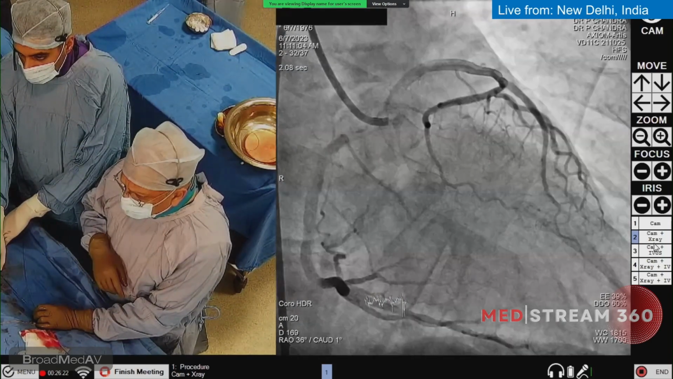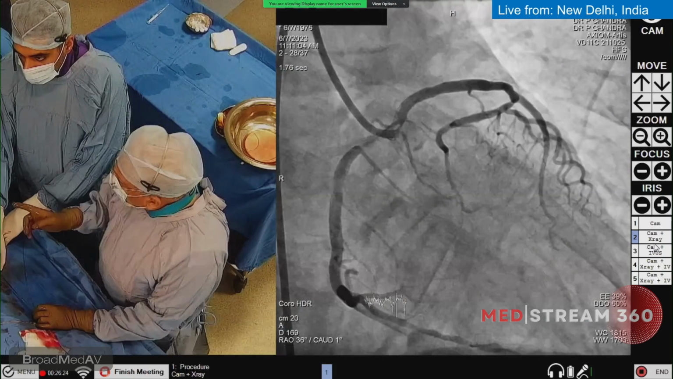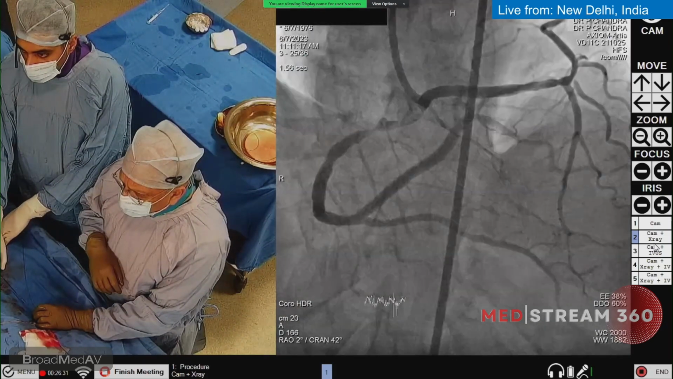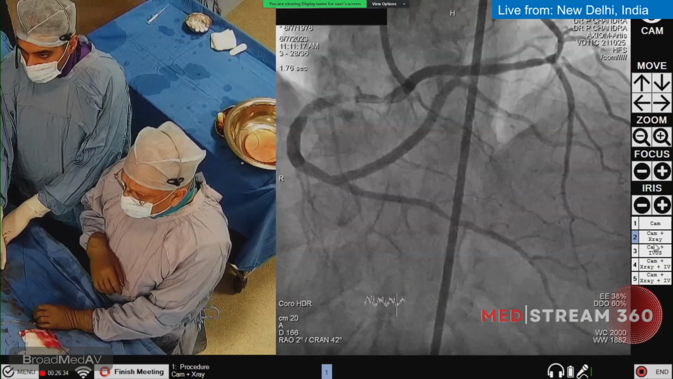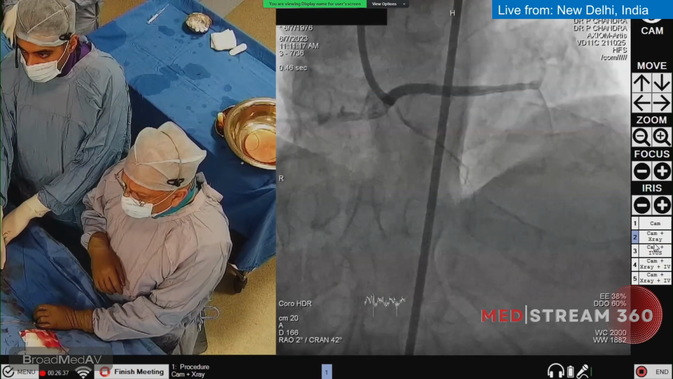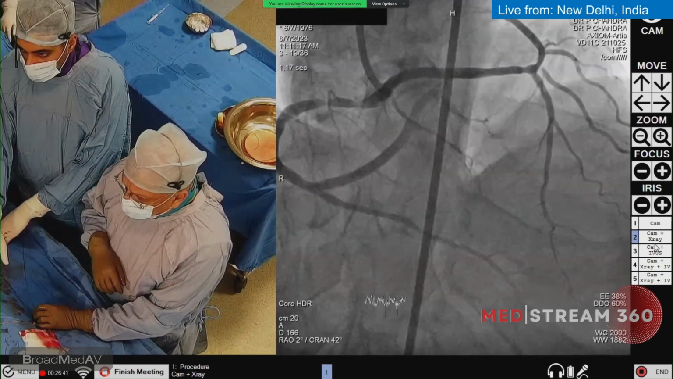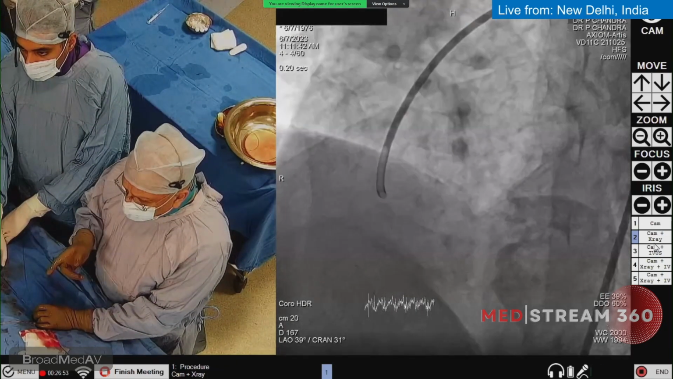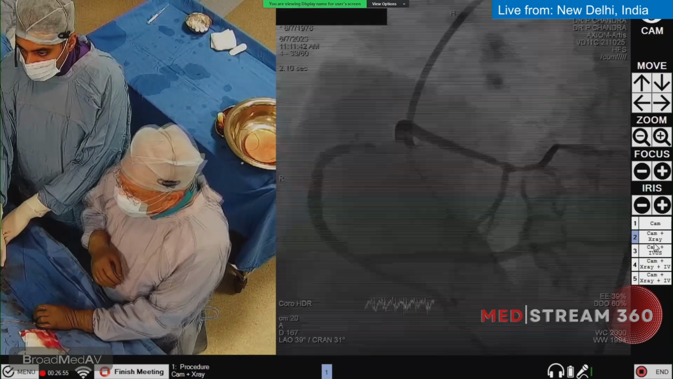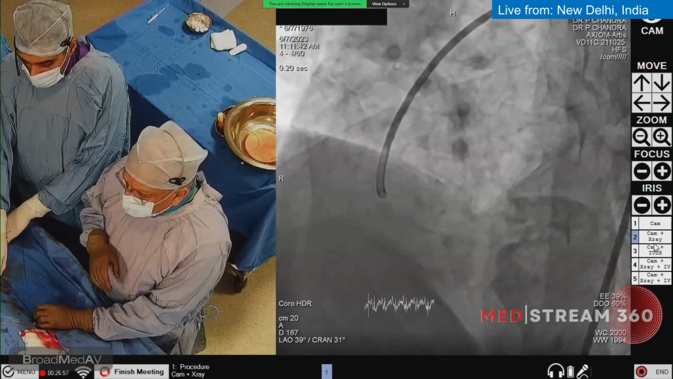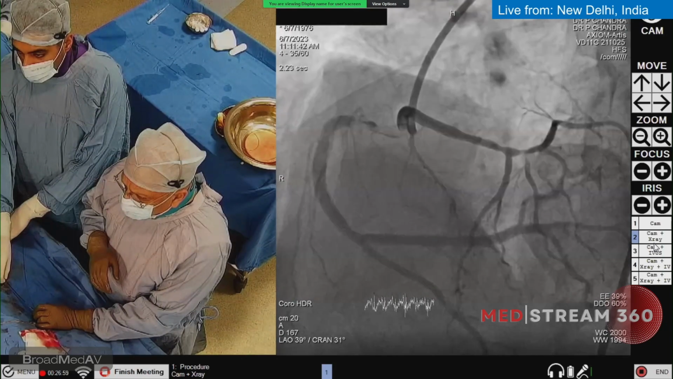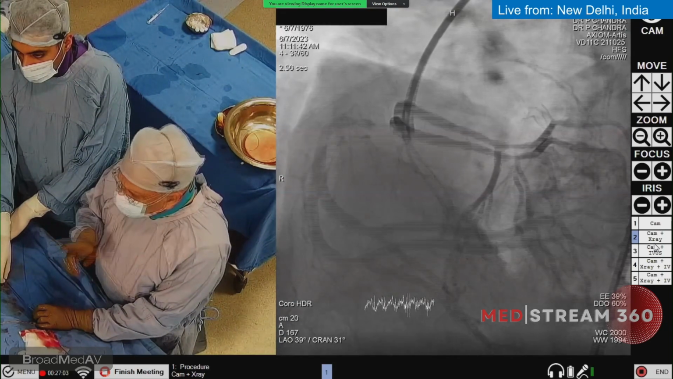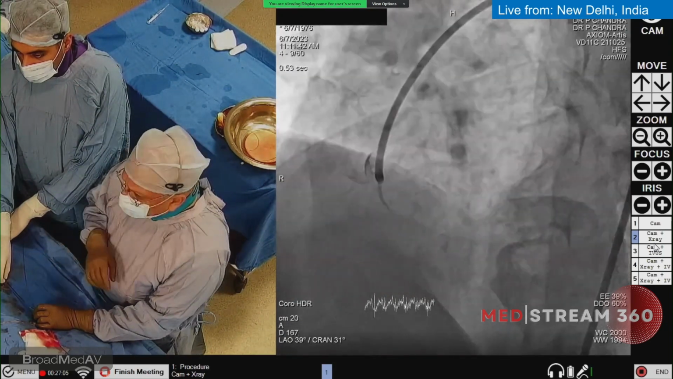The course of this artery, LAD, is okay. It's a type 1 LAD, small LAD. Just beyond the LAD, there is a lesion in the circumflex. There is a small OM coming off, which is also about 80%, but I don't think we need to wire that OM. This is another view. This OM is significantly diseased. So we'll go to this view, LAO 39, cranial 31, which is a good view for the placement of the balloon also. So these are the two views which we are going to use for the treatment of the circumflex.